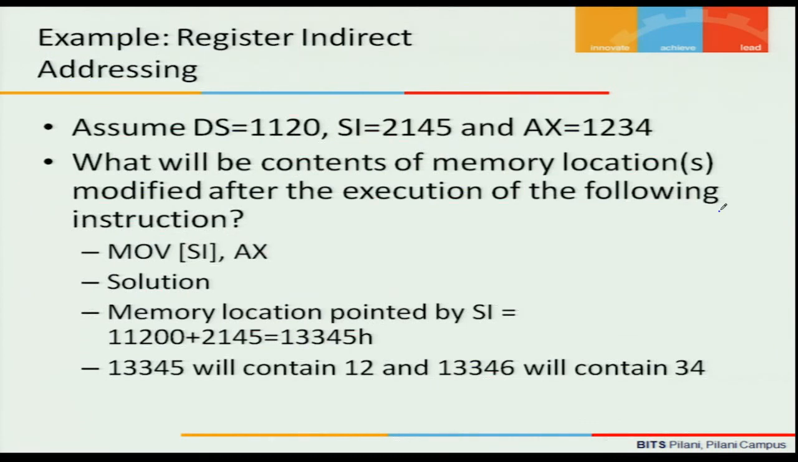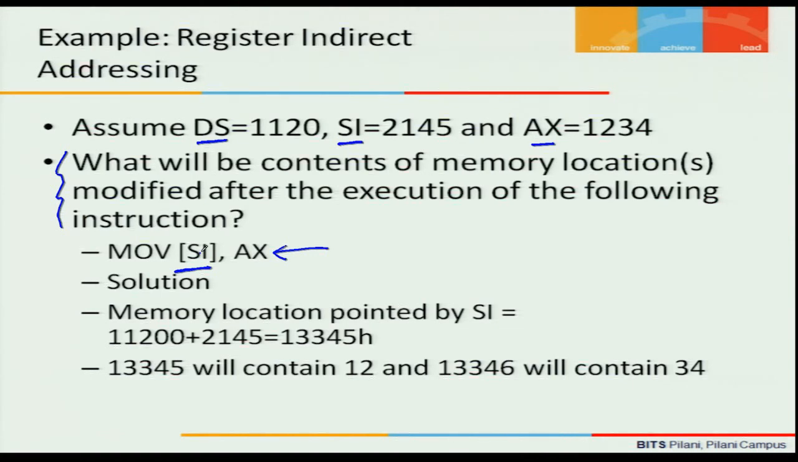One more example of register indirect addressing is given here, where you assume some values for the DS register, a value for the SI register and the AX register. The question is: what will be the contents of the memory location modified after the execution of the following instruction? So the instruction is this. The contents of the AX register are to be moved to a memory location which is pointed to by SI.